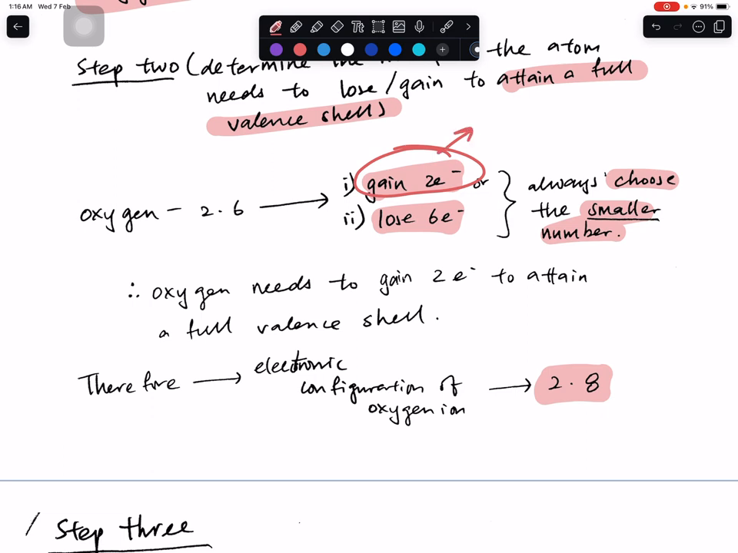Okay, so when you gain electrons, since electrons are negative, this atom will become a negative ion. All right, so just make sure you understand that electrons are always negative. So when we gain electrons, we will become negative. But if we lose electrons, the opposite will occur and we will become positive.